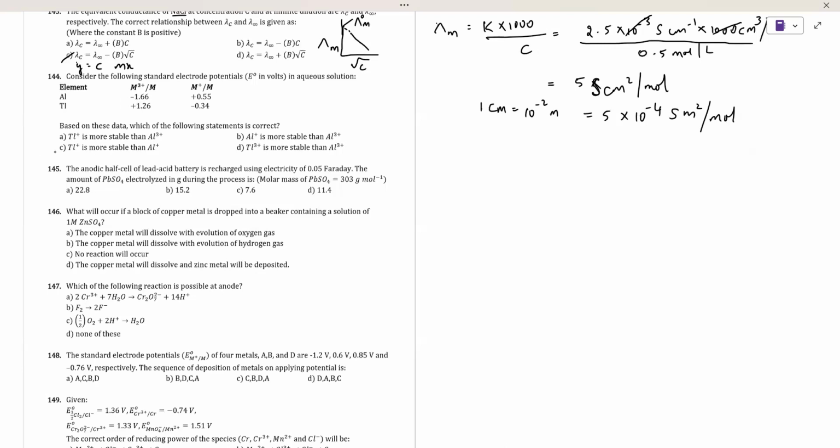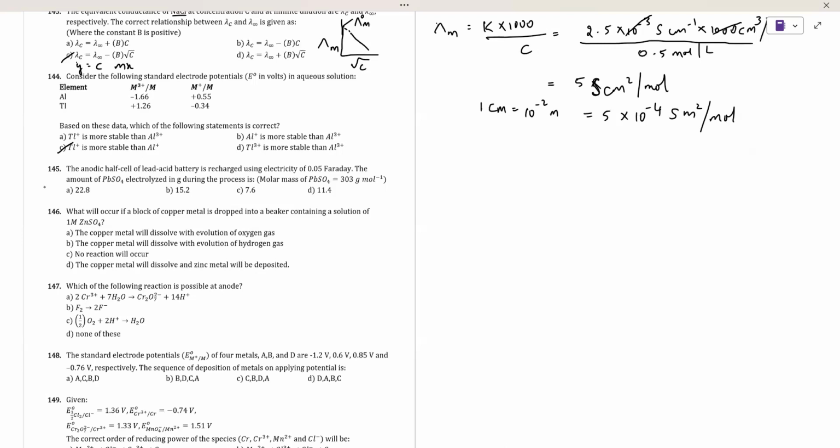Now the only possibility is that option C is correct. What is our option here? Thallium plus is more stable than Al plus, obviously. Because the value for aluminium plus is positive 0.55, whereas here it is -0.34. In comparison, thallium can easily lose its one electron and become stable, whereas aluminium will not be able to lose its one electron and become stable because of its positive value. So option C is correct, which means that thallium plus is more stable than aluminium plus. Hope you understood this question, students.